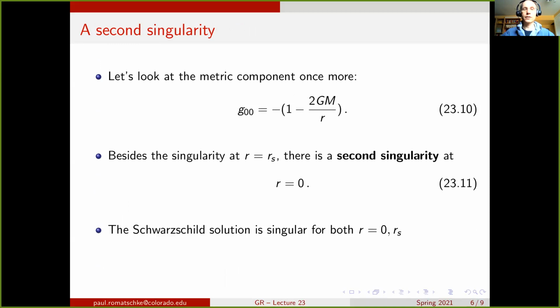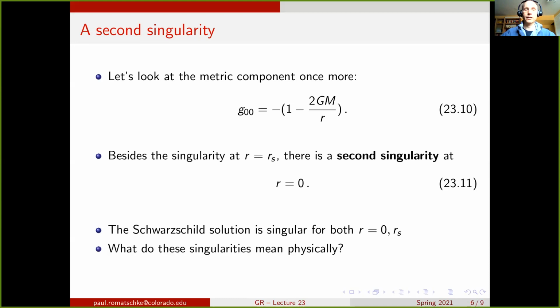So we find that the Schwarzschild solution, while nicely behaved and regular for large distance from the center, has singularities at two radial positions. There's one at radius 0, and there's one at a radius r equal to Rs, which corresponds to a sphere in space. So it is singular at all points on this sphere.